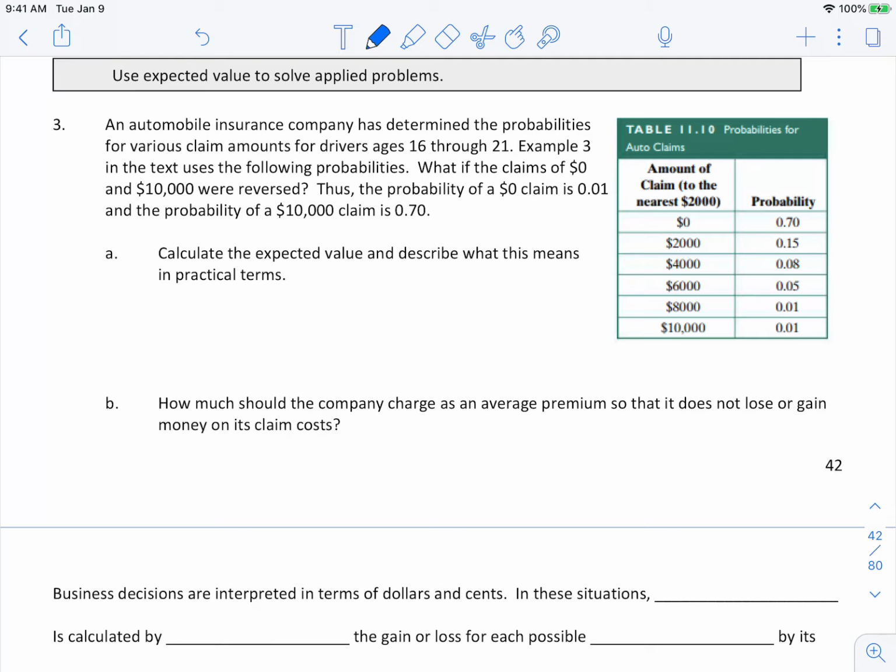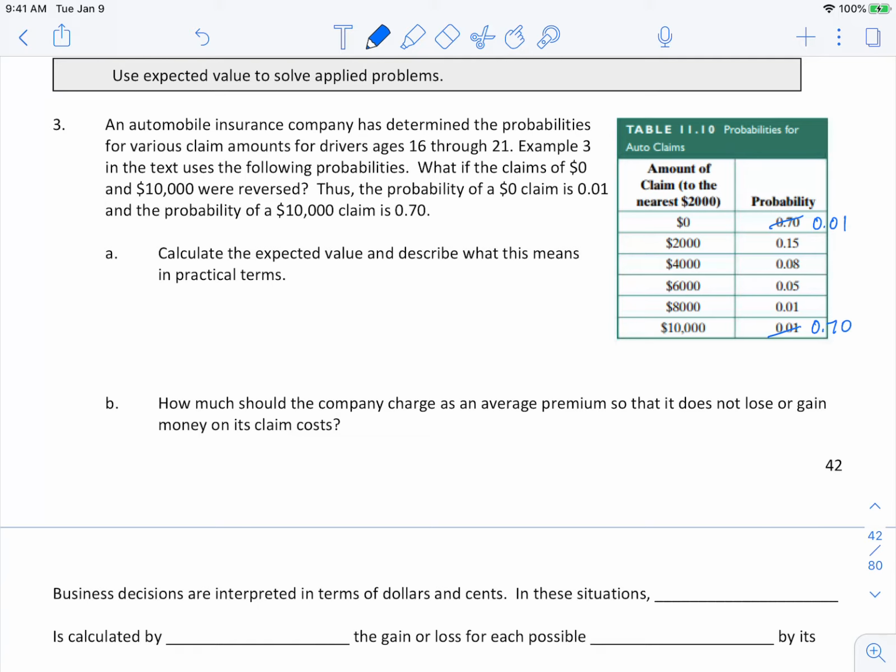Okay, an automobile insurance company has determined the probabilities for various claim amounts for drivers ages 16 through 21. Our example 3 in the text uses the following probabilities. What if the claims of $0 and $10,000 were reversed? So in other words, we're going to switch these. I'm going to change this probability to 0.01 and this one to 0.70.